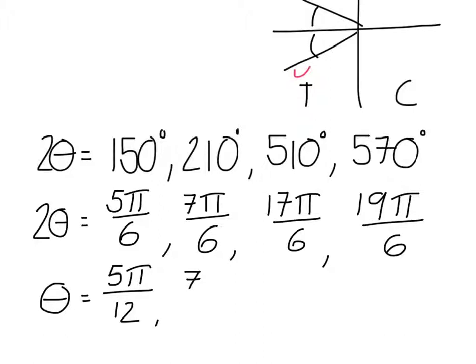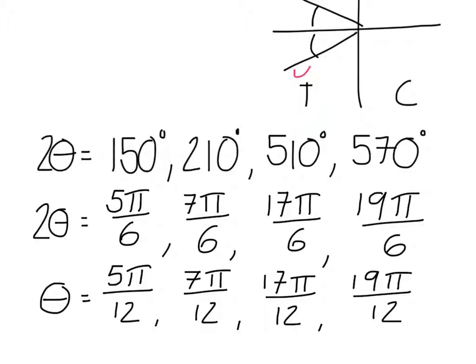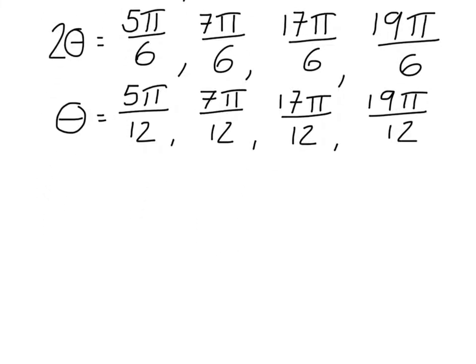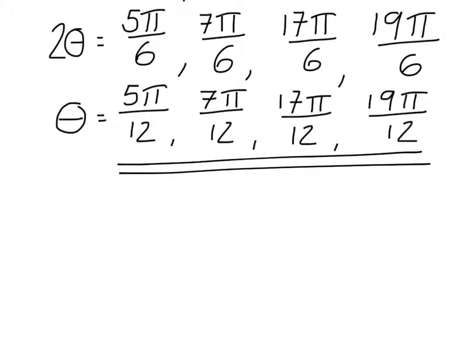Similarly with the second one, that gives us 7 pi over 12. When we divide by 2, 17 pi over 12 and 19 pi over 12. These answers all lie within the original interval, which was set to be between 0 and 360. Our answers are now in radians, which means these are the final answers.